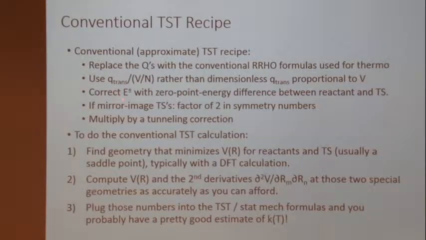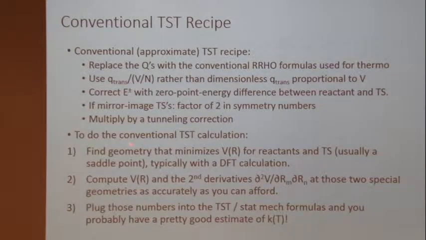Everywhere I see an E, I correct it with the zero-point energy difference between the reactants and the transition state. And if my transition state has a mirror image, I just multiply the rate by a factor of 2, so I can go left-hand way or right-hand way. And then I'm going to finally correct it by a little tiny tunneling correction. I'll tell you about that later. It's not usually a big deal.